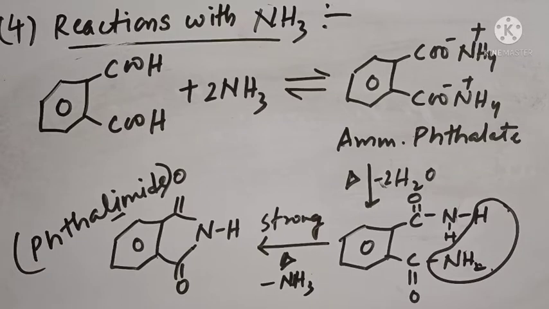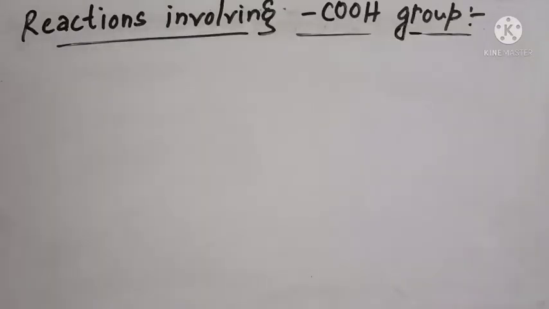In the Gabriel synthesis, we generally use this phthalimide for the formation of primary amines, isn't it? Now, these were the reactions which involve the cleavage of the carbon-oxygen bond. Next, we will see the set of reactions which involve the complete carboxyl group.